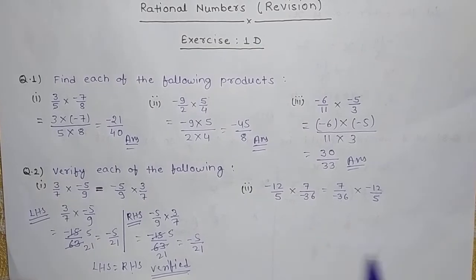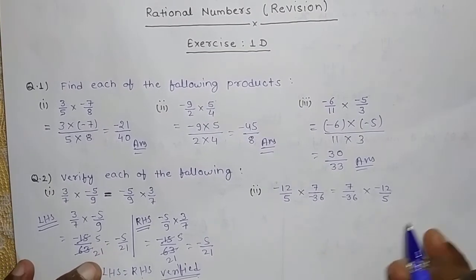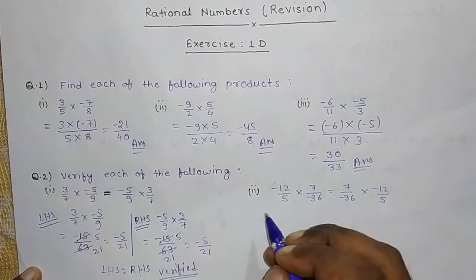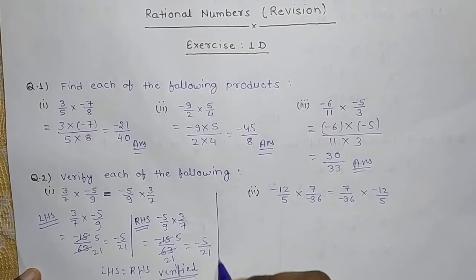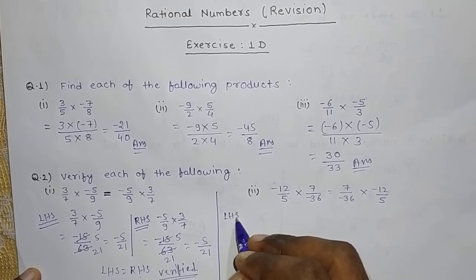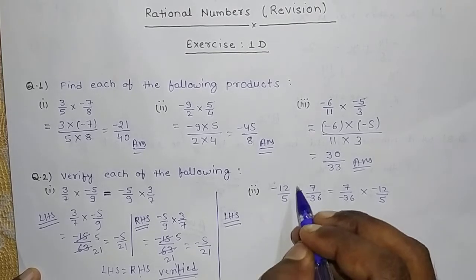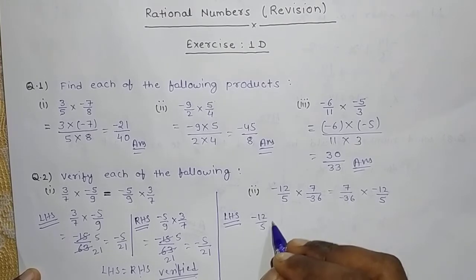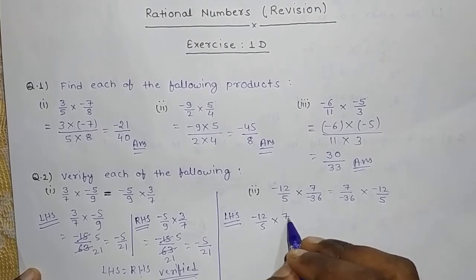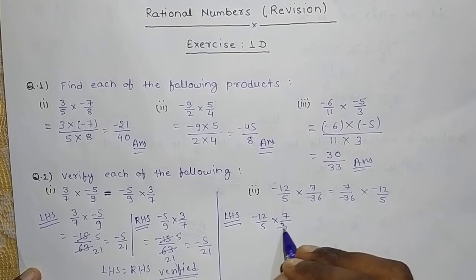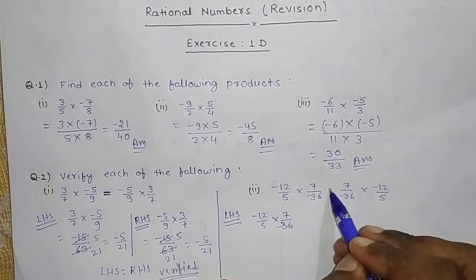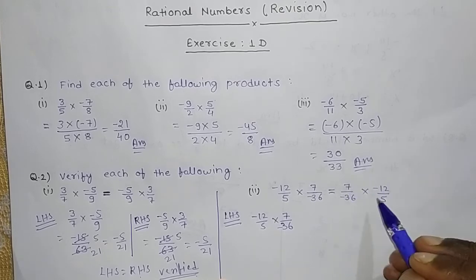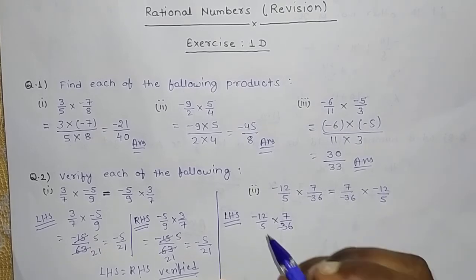Now question number 2. By same process we have to do this question. First of all, take LHS part first. So the LHS part is minus 12 upon 5 multiplied by 7 upon minus 36. This is equal sign and this is LHS part and this is RHS part. Here I am taking LHS part.